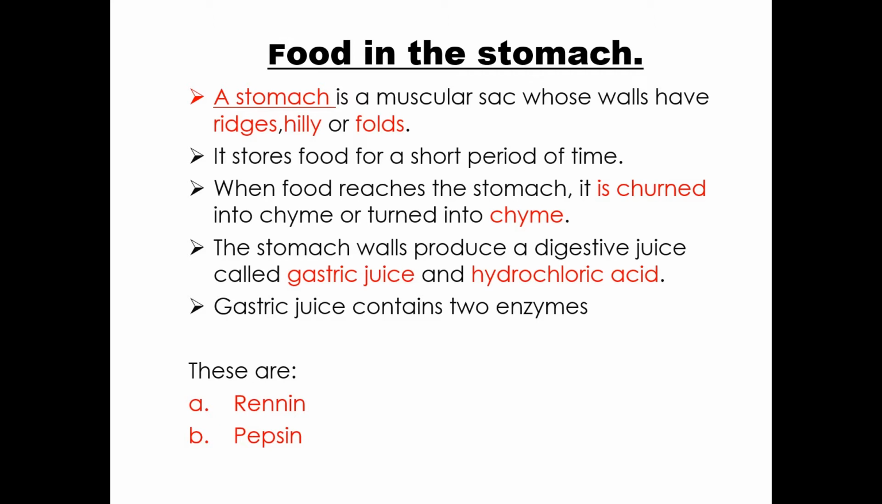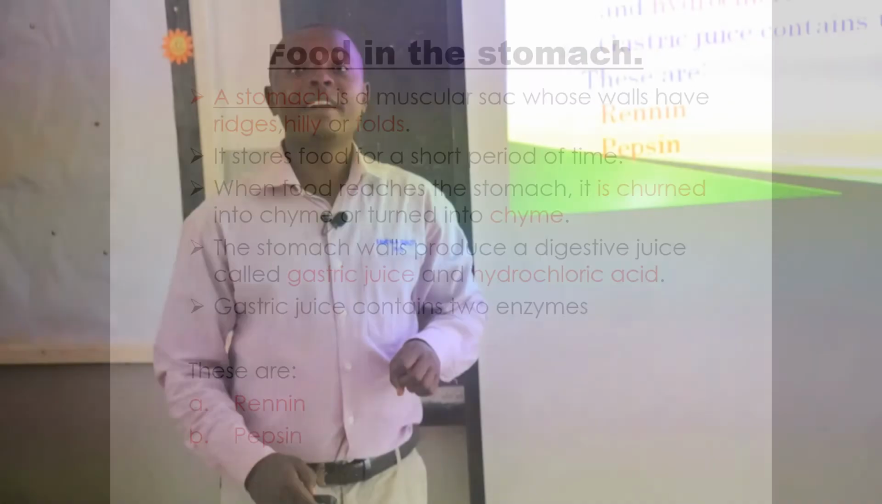Then the gastric juice. What we needed to know about gastric juice, it contains 2 enzymes. How many enzymes are found in the gastric juice? 2 enzymes. And what are they? Renin and pepsin. The spelling for renin is R-E-N-N-I-N. Master it. 2, there is pepsin, P-E-P-S-I-N. Okay?